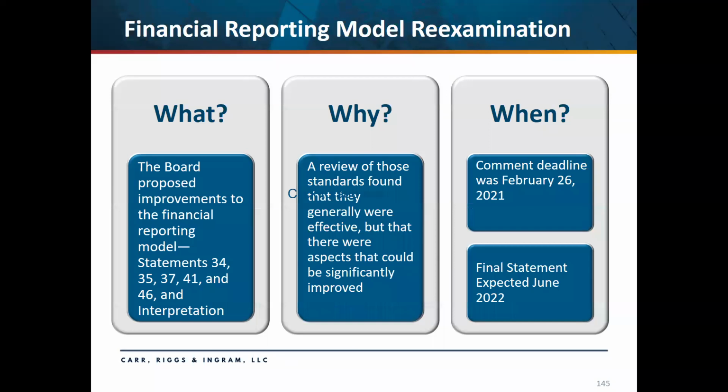So Tina, if you'll move forward, what they've looked at is they're basically saying a review of the standards found that 34 and all those are generally effective, but there were aspects that could be significantly improved. So just so you know, the comment period for this coincided with revenues and expenses. It also coincided with the recognition model, all back in February of 2021. This final statement is expected June 2022. They haven't put out anything else on this. But I want to give some of the overviews of when we're talking about the financial reporting right now that we know and love as the GASB 34 financial statement.